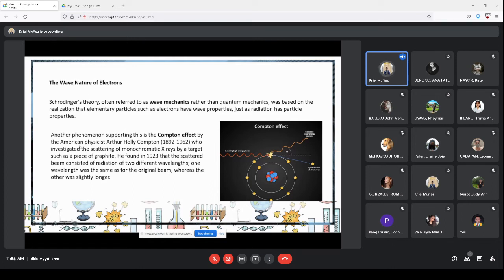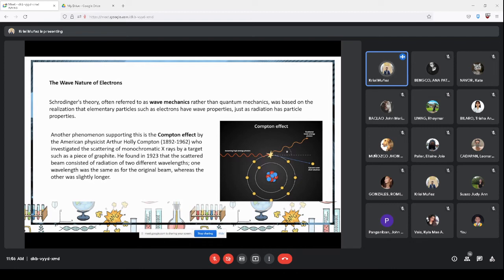This is another phenomenon that supports the duality of light, which is the work of the American physicist Arthur Holly Compton, who investigated the scattering of monochromatic X-rays by a target such as a piece of graphite. So what he did, class, is as simple as this: he hit the graphite with a beam of X-ray. Then he looked at the wave that came out, class, and he found out that there are actually two waves.